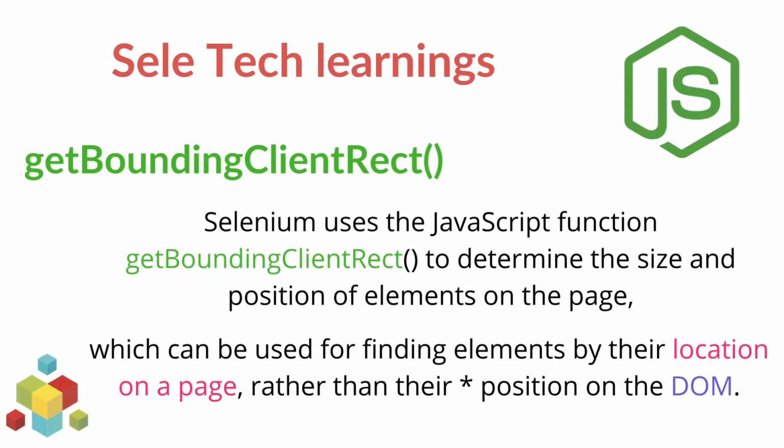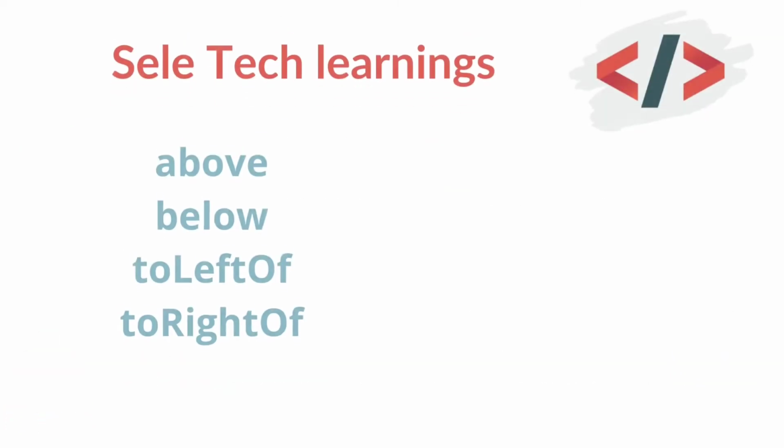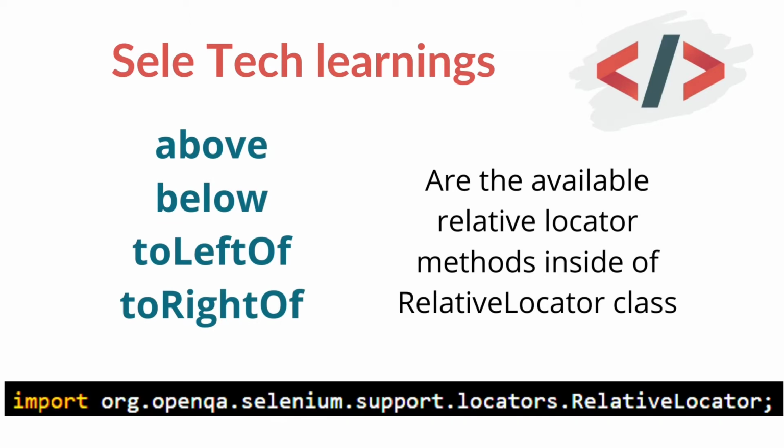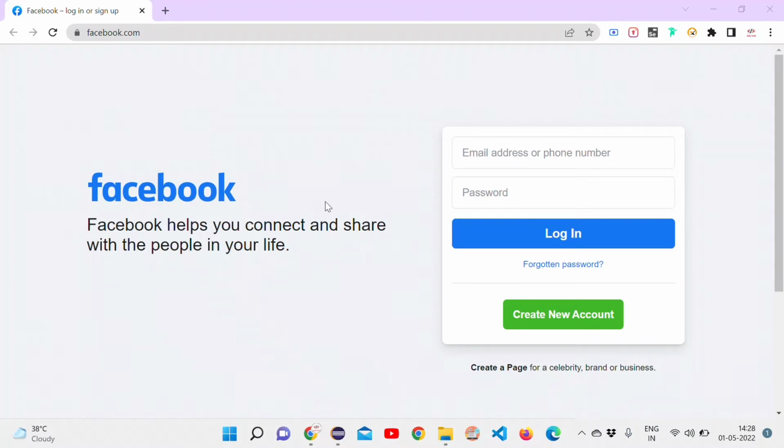Selenium was making use of the JavaScript method called getBoundingClientRect and was able to identify the relative position of any element using the other element's location. Above, below, left of, right of are the four major methods present inside the relative locator class, which are useful for locating the elements relatively. Let's see this practically using facebook.com.